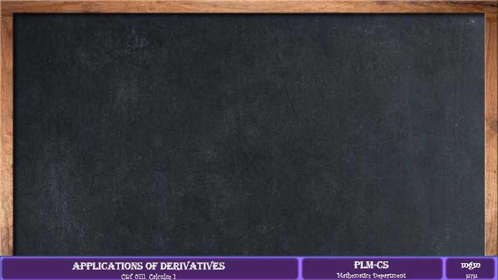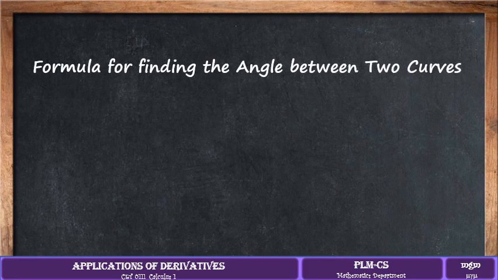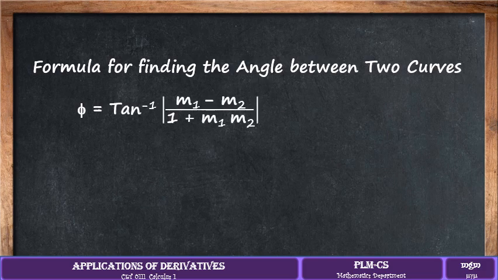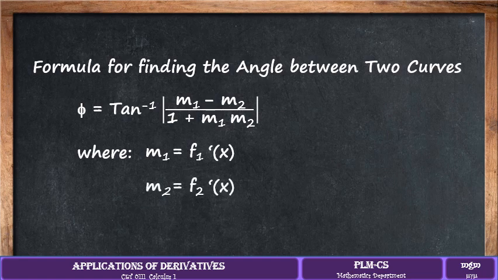Therefore, the formula for finding the angle between two curves is given by phi equals arctangent of the absolute value of m sub 1 minus m sub 2 all over 1 plus m sub 1 times m sub 2, where m sub 1 is equal to f sub 1 prime of x, while m sub 2 is equal to f sub 2 prime of x.